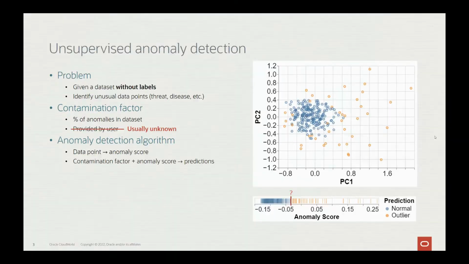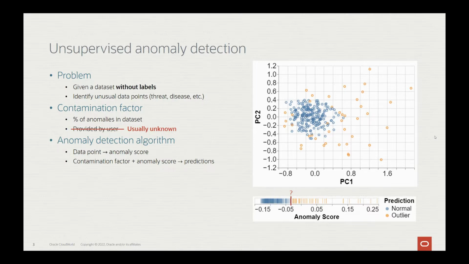It's where you're given a dataset that has no labels, and the goal is just to identify the unusual data points in your dataset. Depending on your application, this could correspond to, for example, a security threat or a disease. In these cases, usually users are required to provide what's called the contamination factor. This is just the percentage of data points in your dataset that look strange, that are anomalies. In practice, we find that most of our users don't actually know this contamination factor.